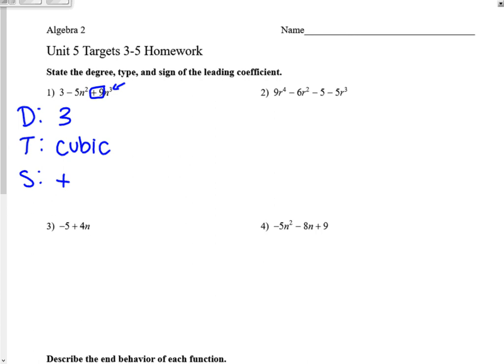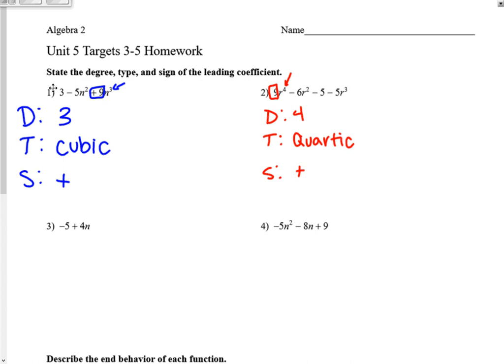If we look at number 2, the degree here is going to be 4 because that is my biggest exponent. Type, I know if it is degree 4 that it is a quartic. And the sign of my leading coefficient then, again, we look at the number in front of the variable with our degree. That is a positive 9, so my sign is positive.